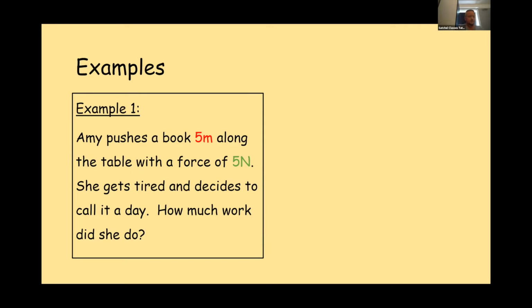So let's have a look at a couple of examples. Example 1. Amy pushes a book 5 meters along the table with a force of 5 newtons. She gets tired and decides to call it a day. How much work did she do?